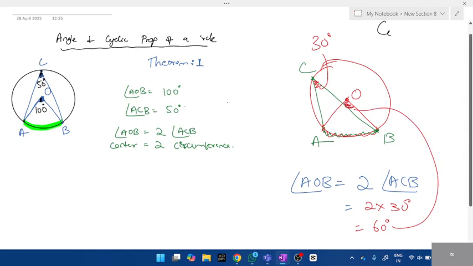The angle subtended by an arc of a circle at the center is double, twice the angle subtended by a chord.